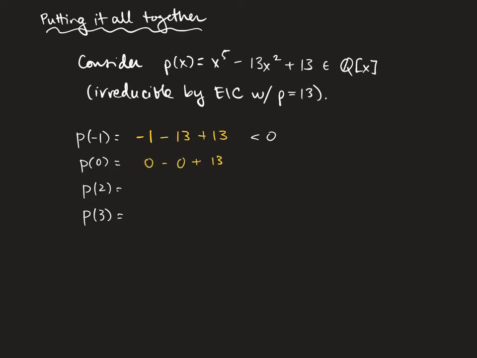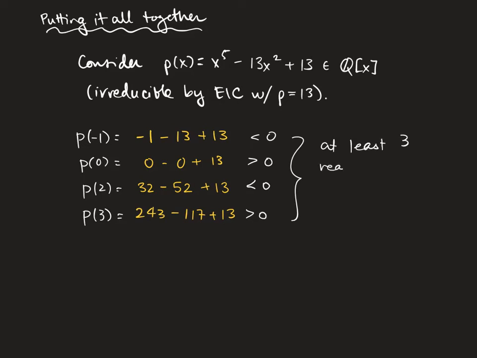When I plug in 0, I get 13, and that's greater than 0. So that tells me there's a real root somewhere between -1 and 0. When I plug in 2, I get 32 minus 52 plus 13. That's 45 minus 52, and that's also less than 0. So that tells me I have another real root between 0 and 2. And when I plug in 3, I get 243 minus 117 plus 13, and that's greater than 0. So this tells me I have at least 3 real roots, by the intermediate value theorem, the good old IVT from Calc 1.